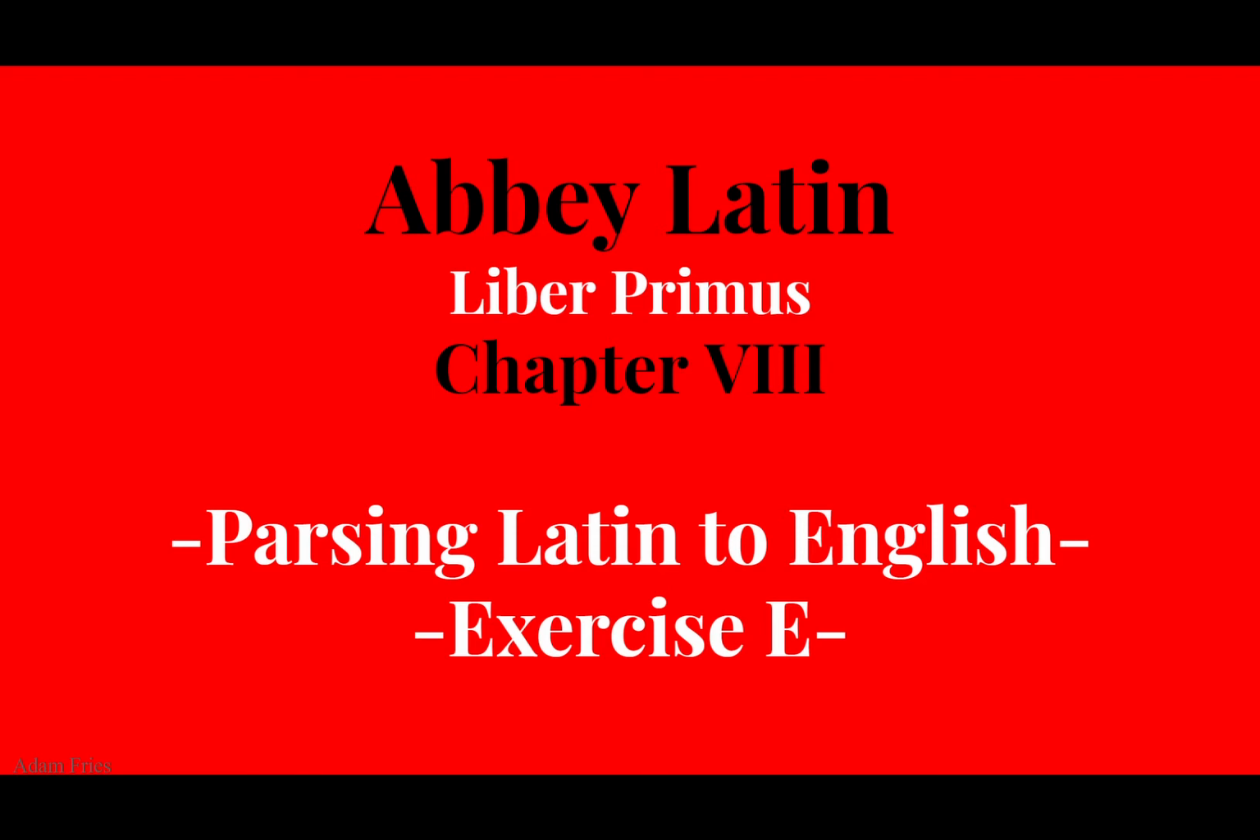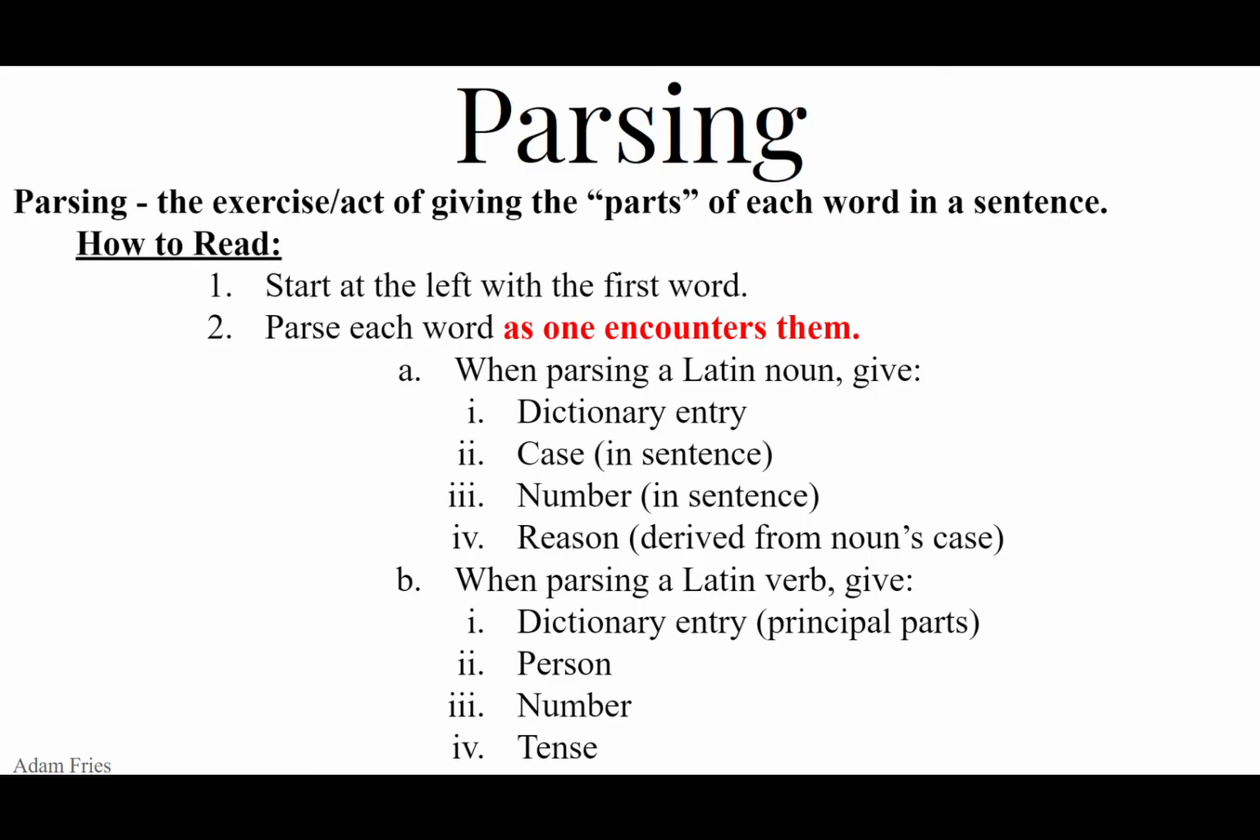This is exercise E, the parsing exercise. We are parsing Latin into English. And by parsing, I mean the exercise or act of reading, of giving the parts of each word in a sentence. So how do we read? We start at the left with the first word. We read each word moving towards the right, parsing each word as we encounter them. And hopefully by the end of the sentence, we will have understood the sentence.